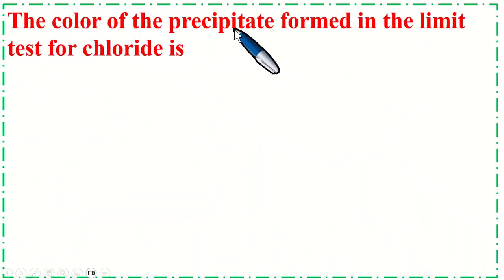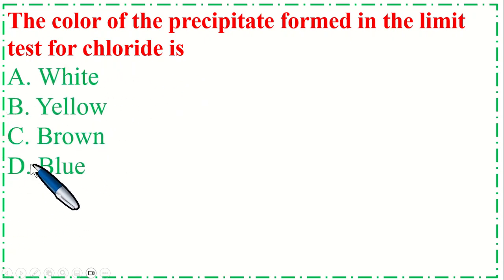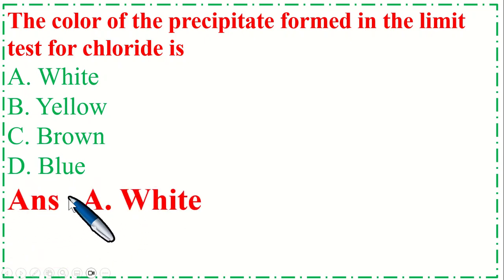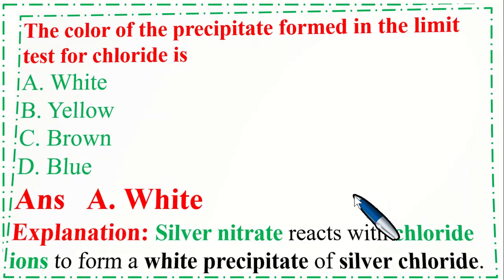The color of the precipitate formed in the limit test for chloride is option A, white, B, yellow, C, brown, and option D, blue. So the correct option is A, white. Silver nitrate reacts with chloride ions to form a white precipitate of silver chloride.